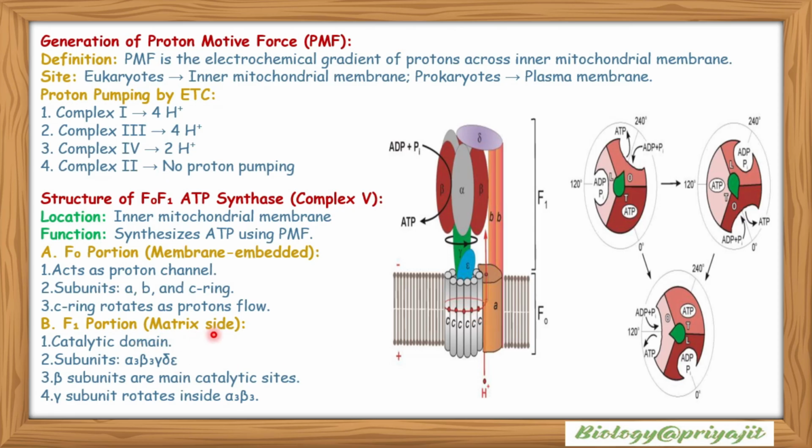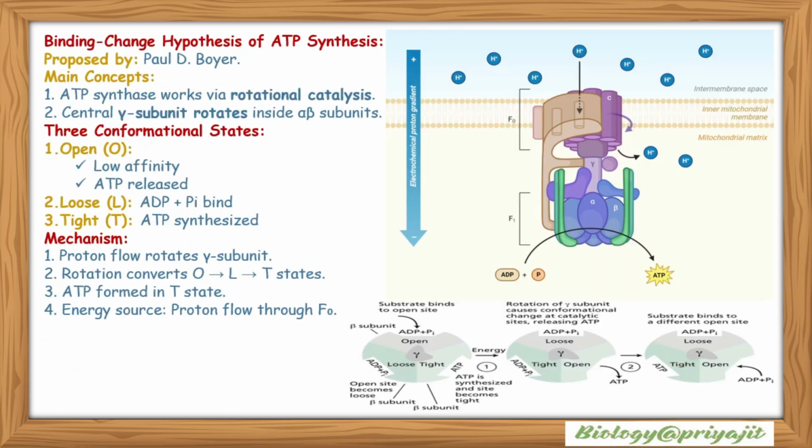The F1 portion, the matrix side portion, has a catalytic domain. Its subunits are 3 alpha, 3 beta and 1 gamma subunit. This is the green-colored gamma, the rotatory subunit, and then epsilon is there, and there is a delta subunit. The beta subunit is the main catalytic site, and the gamma subunit rotates inside the alpha 3 beta 3.